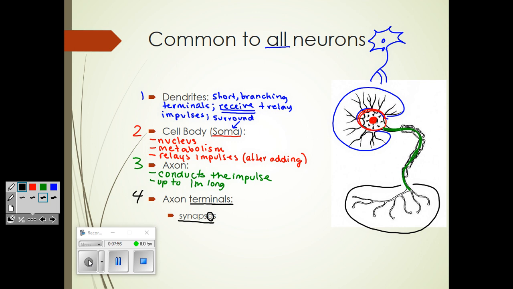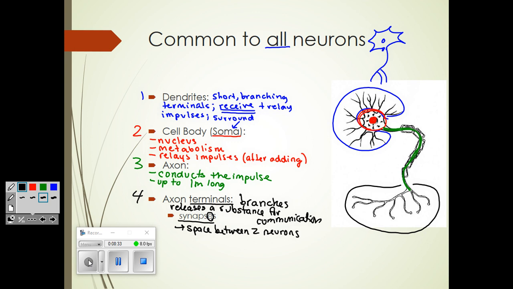The axon terminal, like its name suggests, is at the end of the axon. So it has branches just like the dendrites. And it releases a substance for communication. Now, where does it release that substance? Into this mysterious synapse. And the synapse is the space between two neurons.